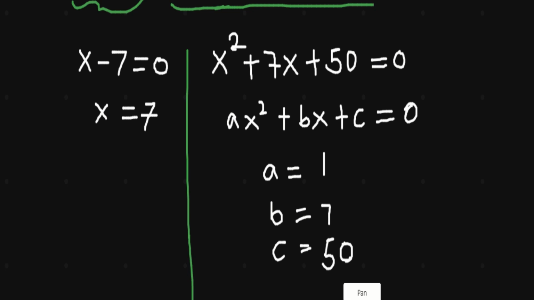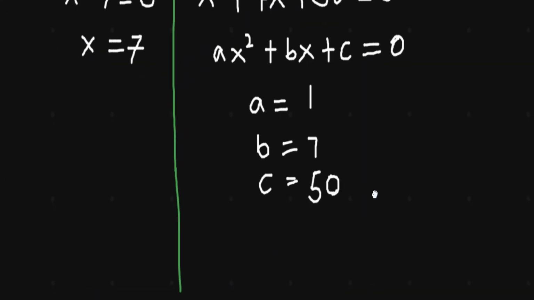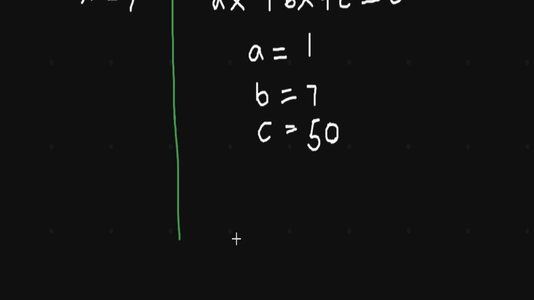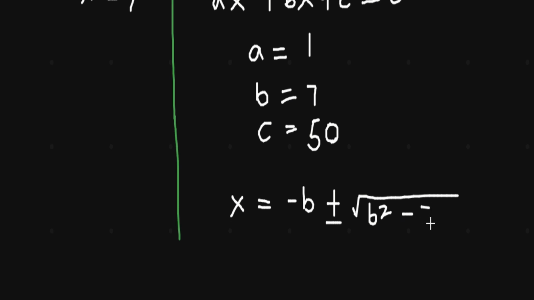So the formula for finding the roots of any quadratic equation is x is equals to minus b plus or minus root b square minus 4ac, by 2a. So we use this formula to find the roots of any quadratic equation given to us. b square minus 4ac by 2a.